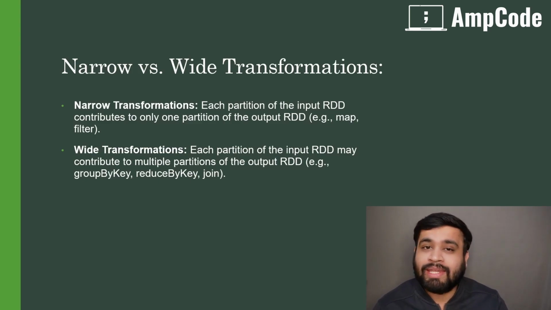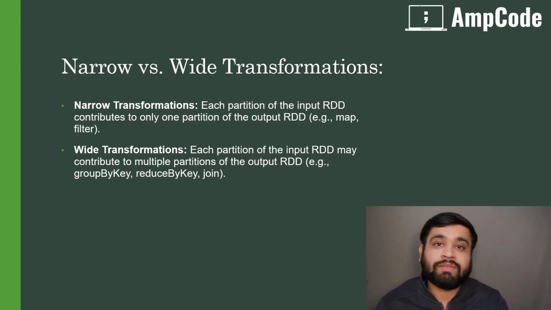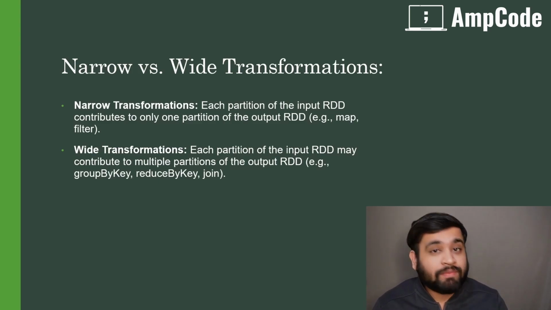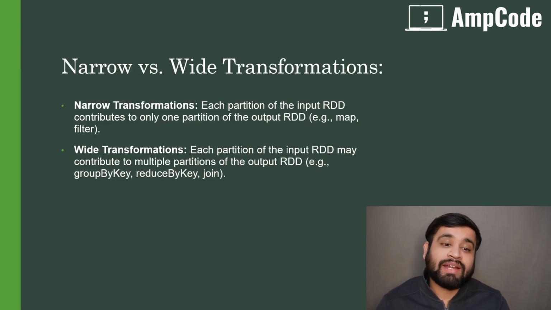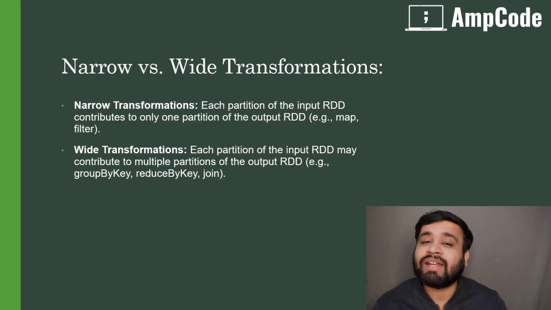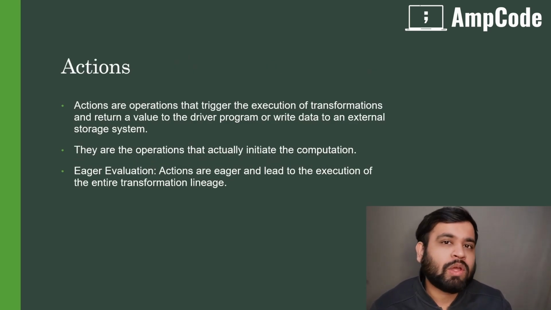There are many transformations like group by key, reduce by key, as well as the join operation, which need to shuffle your data between the partitions to be able to apply that transformation, and at what cost. Each partition of the input RDD has to contribute to these multiple partitions of the output RDD. So this is the difference between the narrow transformation and wide transformation, and you have to choose the right kind of transformation for your solution to improve the efficiency as well as to optimize the whole execution of your Spark application. So this is all about the transformation.